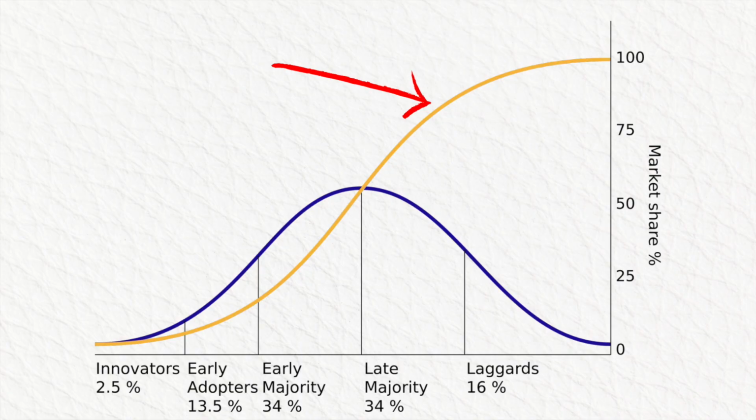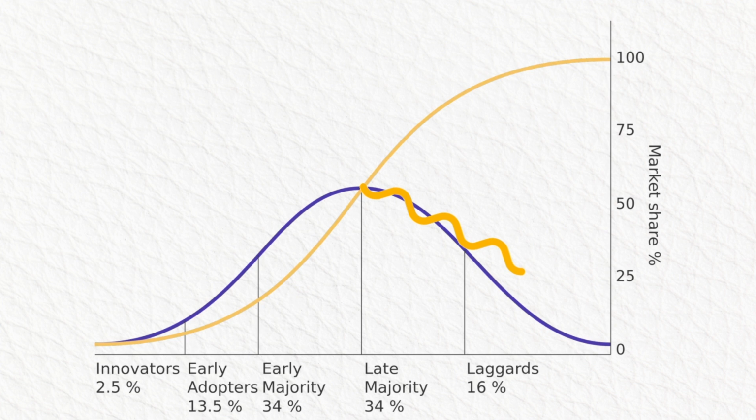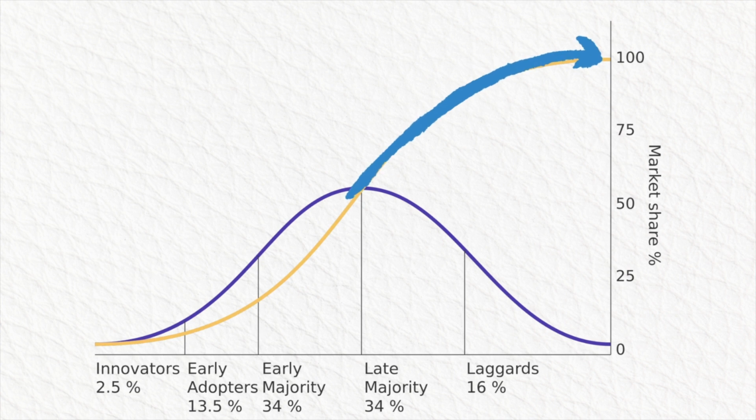Tracking over that is the cumulative adoption curve. That's the orange curve. Now, this represents the total number of users that have adopted the product over time. As the blue curve begins to decline, which means fewer new users adopt the product, the orange curve starts to plateau, indicating market saturation. All right, put your textbooks away. Now you understand the graph. Let us break down each of those segments of users, starting with the innovators.